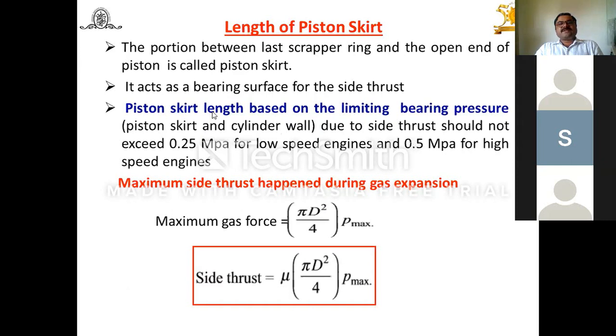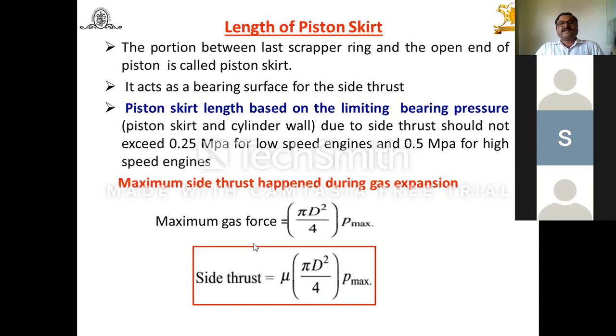Then again, this piston skirt is subjected to side thrust, and this is because of the connecting rod. For a low speed engine, we have to assume 0.25 megapascal, and for a high speed engine, it is assumed 0.5 megapascal. And the maximum side thrust we have to find out. How to find the maximum gas force first of all? Gas force means, after expansion, you will get area times D, the bore diameter, multiplied by mu, the coefficient of friction, and you will get the side thrust.